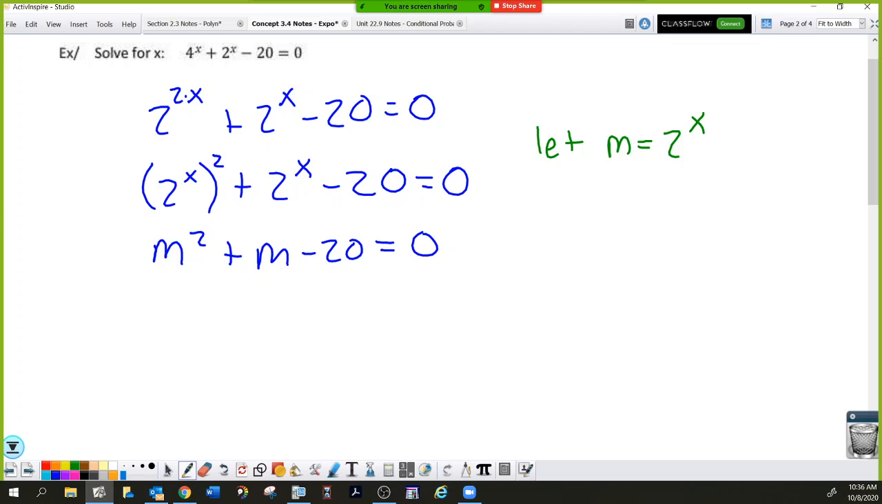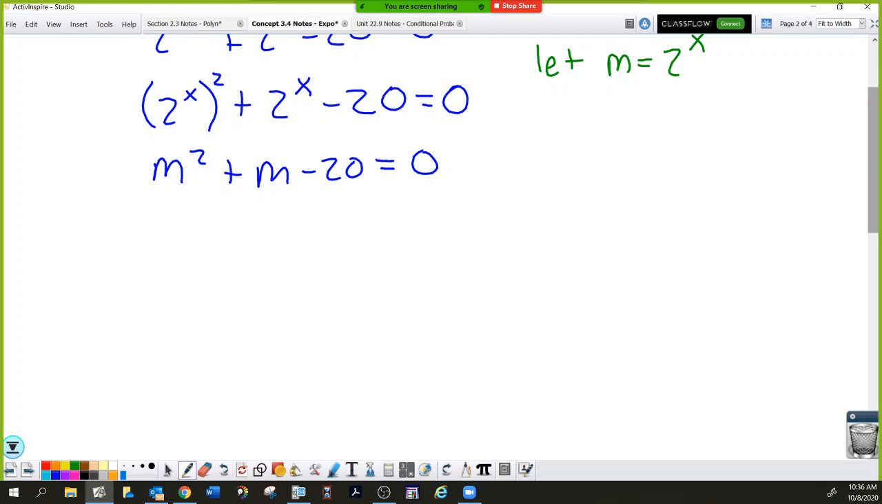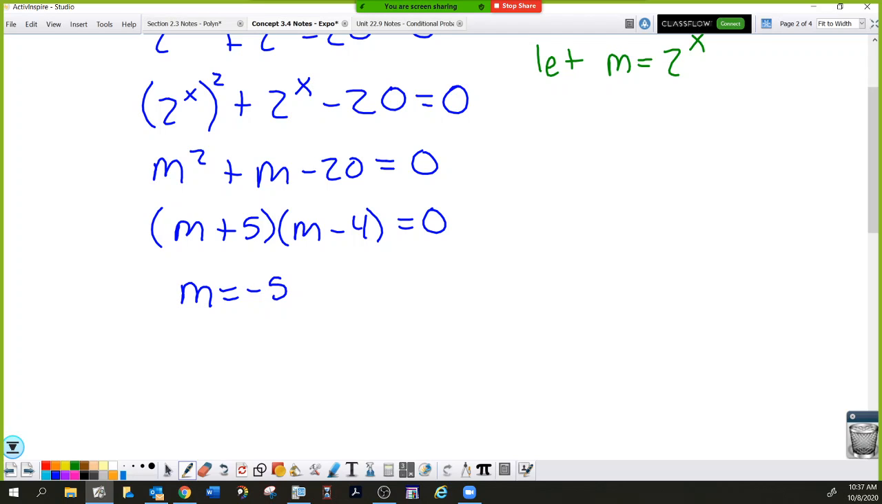Be looking for the two numbers that multiply to negative 20 that add to positive 1. Well, those would be 5 and negative 4. So m plus 5 times m minus 4 equals 0. If we were solving for m, isn't it true that m would have to equal negative 5 and m would have to equal positive 4? Is this true? Yes, it is. But we were not solving for m. We were solving for x. M is 2 to the x.